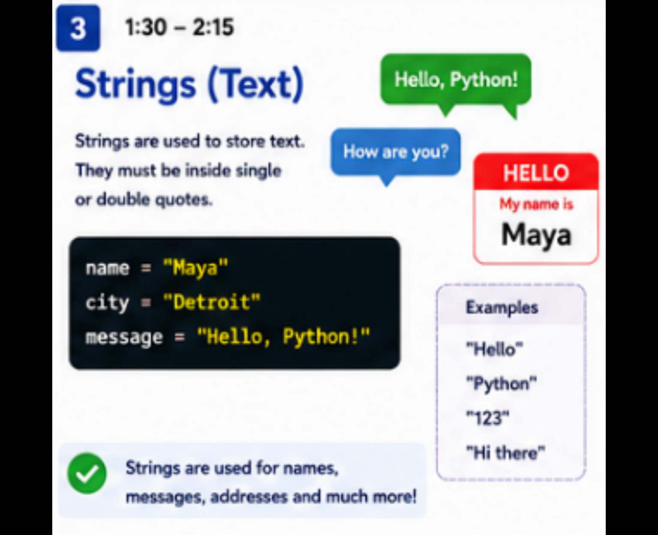Strings are used to store text. Examples include names, cities, messages, email addresses, and website links. Whenever a program displays words on the screen, those words are usually stored as strings. Text is one of the most common types of information that programs work with every day. Whether you're chatting online, searching the web, or reading a document, strings play an important role behind the scenes.